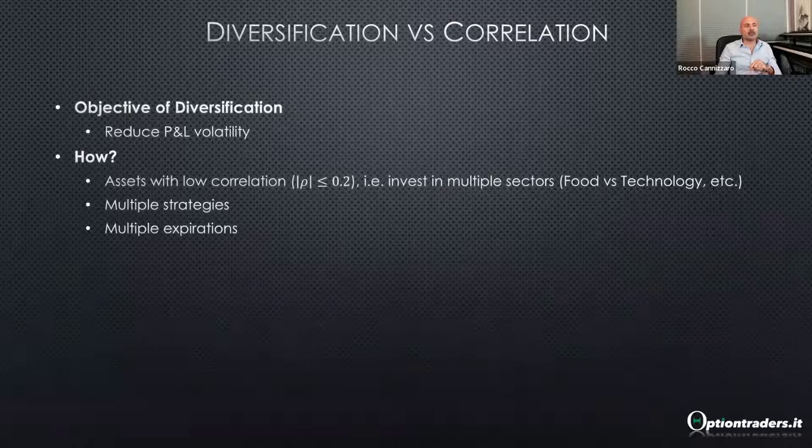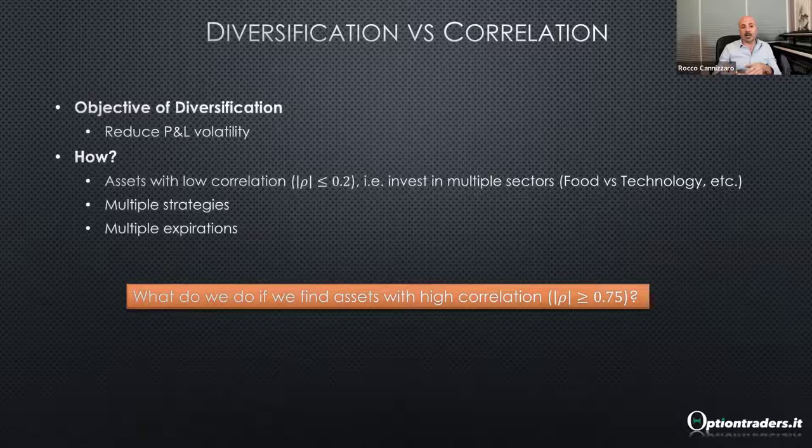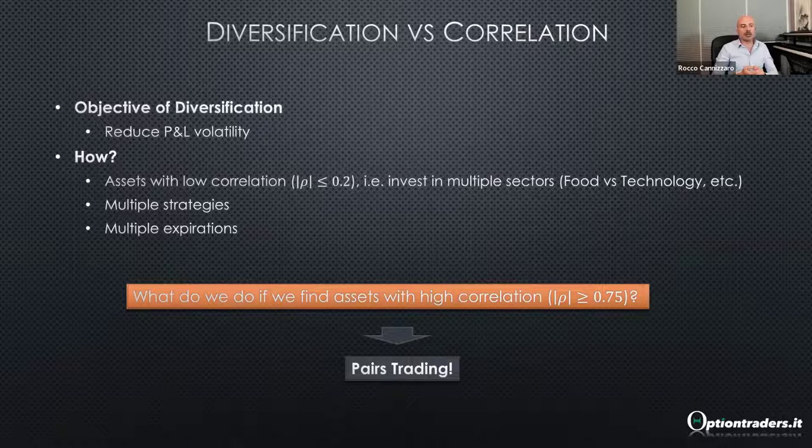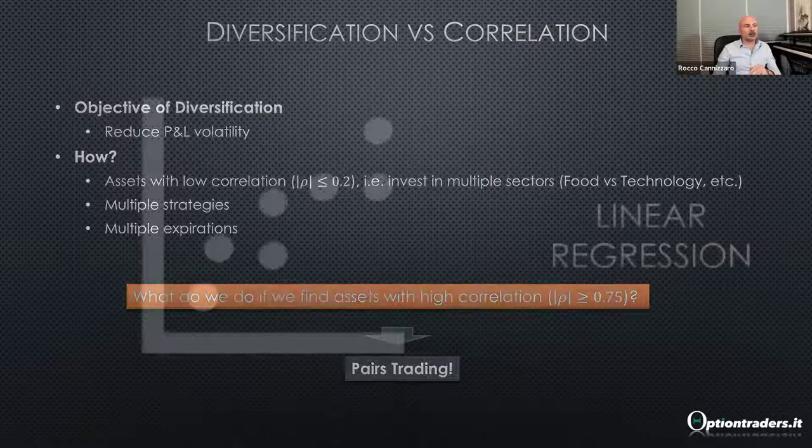But how does this have anything to do with pair trading? Well, the point is, if we find a very high correlation between two assets, that is basically a starting point to do pair trading, right? When we do diversification, we want correlation as close to zero as possible. When we're looking for pair trading, we want the opposite. So these are the two sides of the same coin.